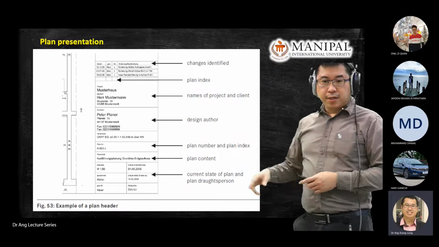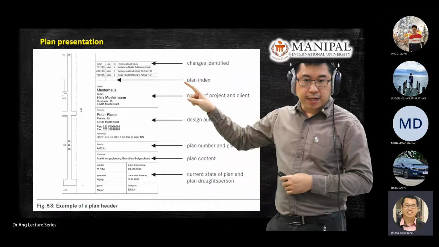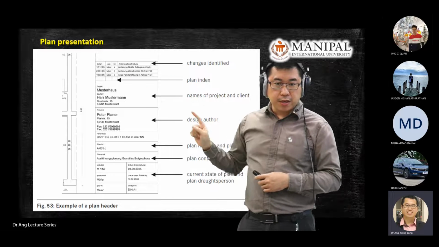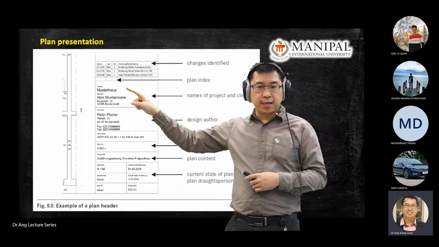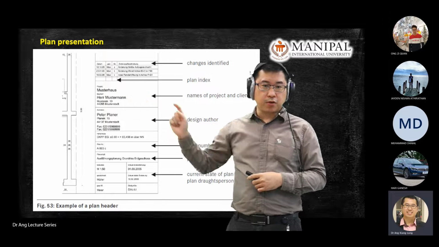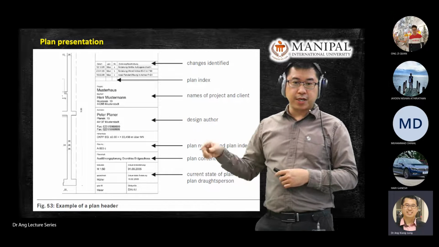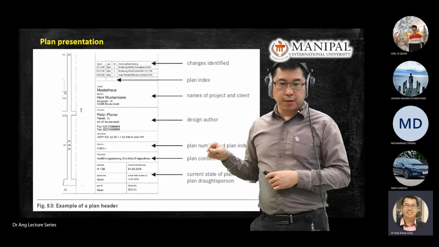Okay. Second one, in your plan, the plan index means your revision, and then your name and the project. I will expect you to put something for your name and the name of the project. So each one of you, we have 2 projects in our class. So just put in the title of your project.